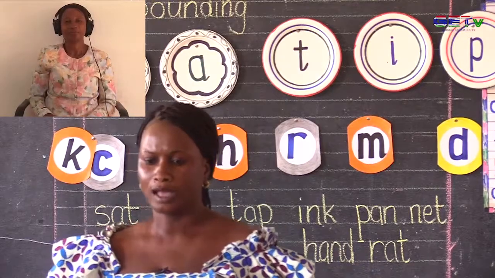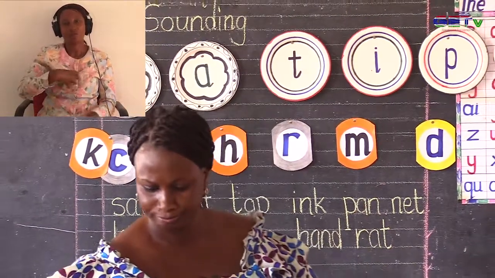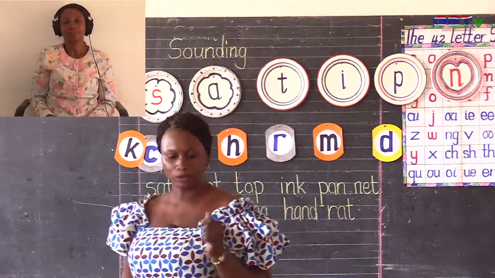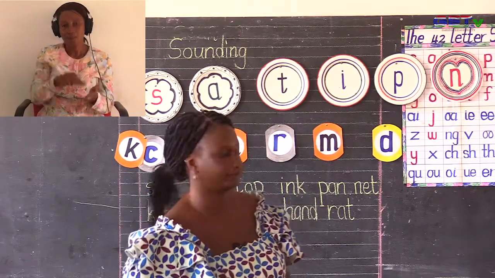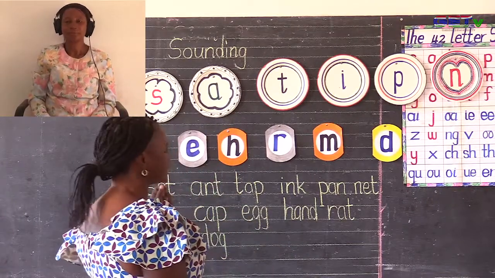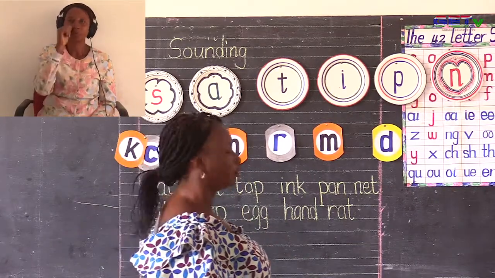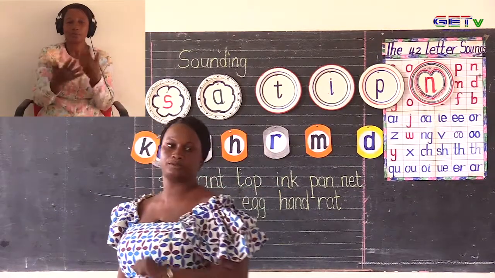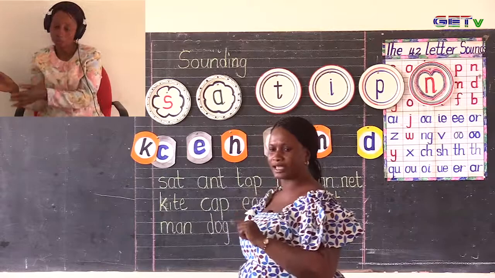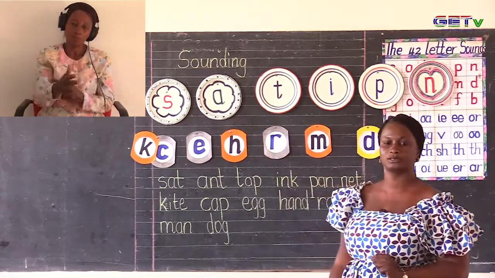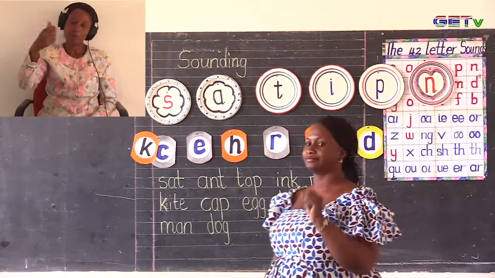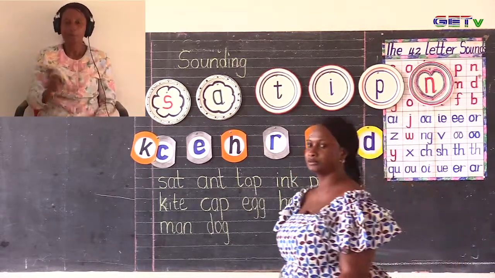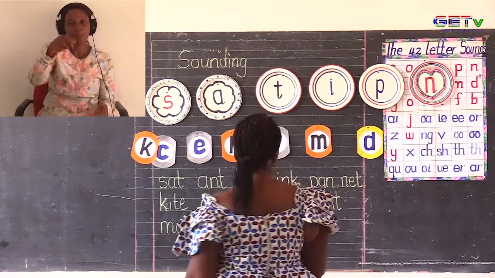Now, I want us to form the letter. That is what we call letter formation. Now we're going to form the letter in the air, on your tables, and then in your books. But before we do that, I want you to take out your books and your pencils and get ready, because you are going to write the sound in your books. Are you ready? Now let's go.